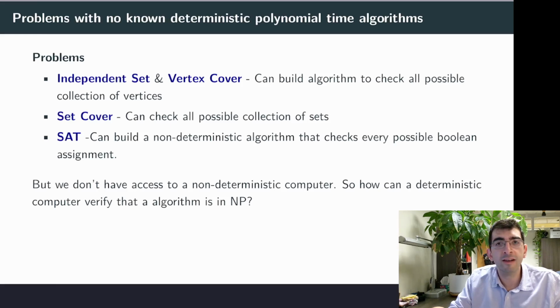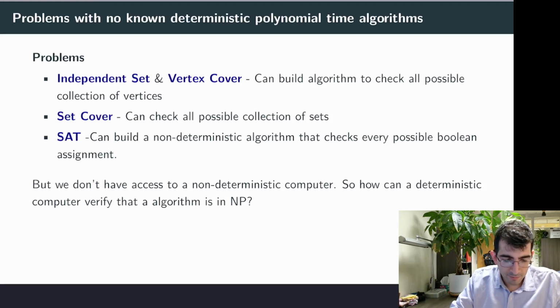Problems like integer factorization. Would you check every possible factor at once? Maybe, maybe not. There are a lot of complex NP problems where coming up with a non-deterministic algorithm might be difficult. Okay, so what do we do in those cases?